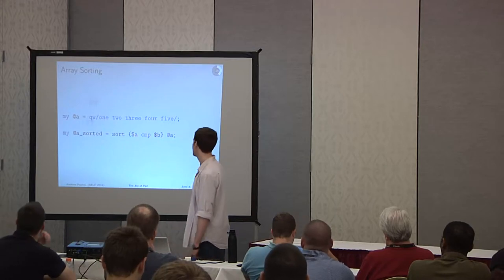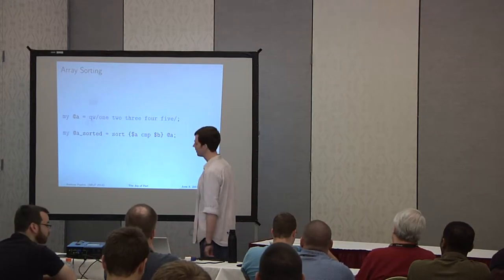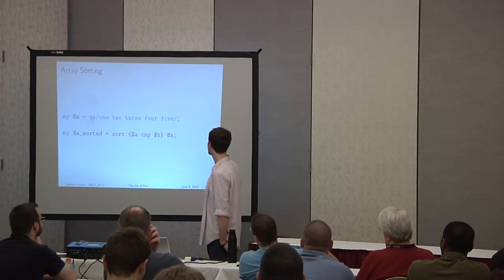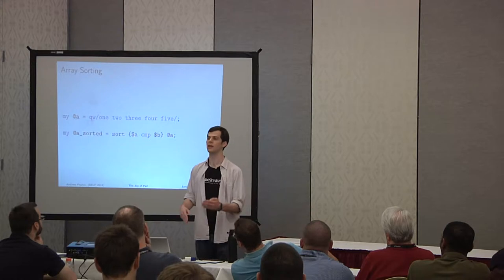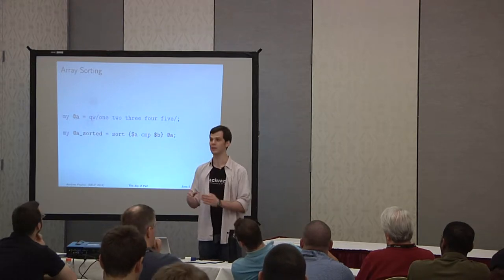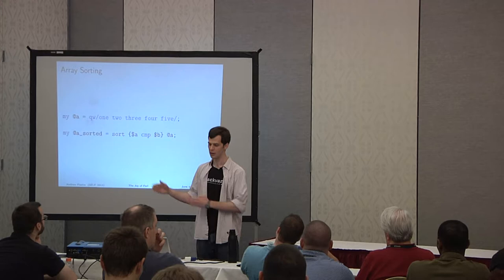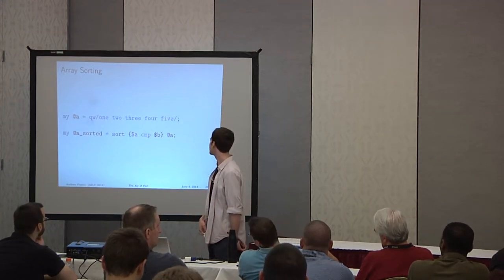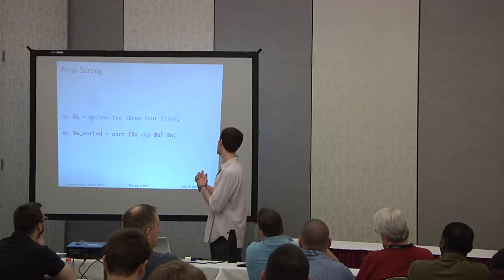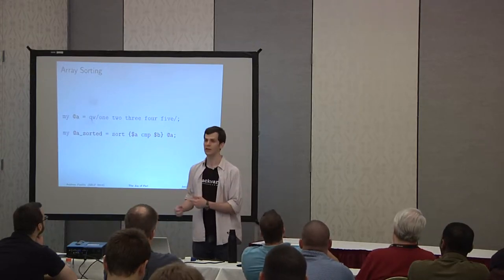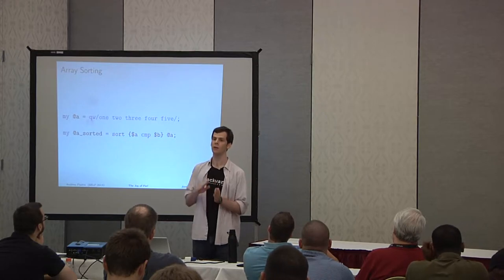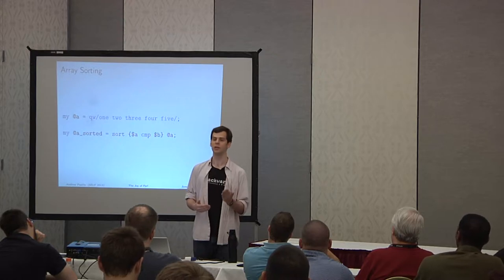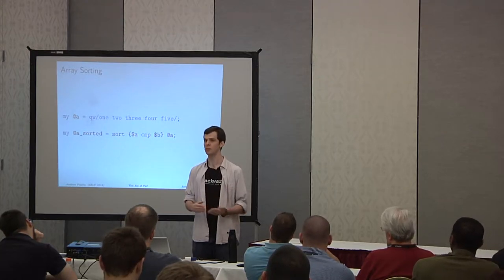So I mentioned array sorting earlier, and here it is. I have a list A that contains the strings 1, 2, 3, 4, 5. QW takes a list of words separated by spaces and chops them up into individual words. In this case, sort will take a code block or a function that contains two special variables, A and B, the two variables to be compared. It expects the same format of -1, 0, or 1, depending on how you want it to be positioned in the array.